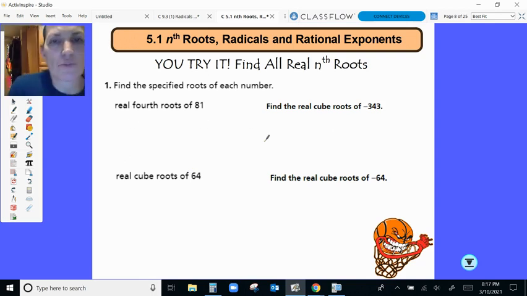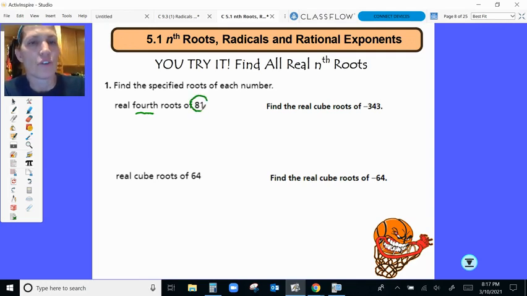So find the specified roots of each number. Remember, this is an even root, so I'm going to have 2 of them, right? So the real fourth roots of 81. It's a fourth root, so you have to think what multiplied by itself 4 times is going to give me 81. And if you look back at your old chart, that's going to be 3 and negative 3.